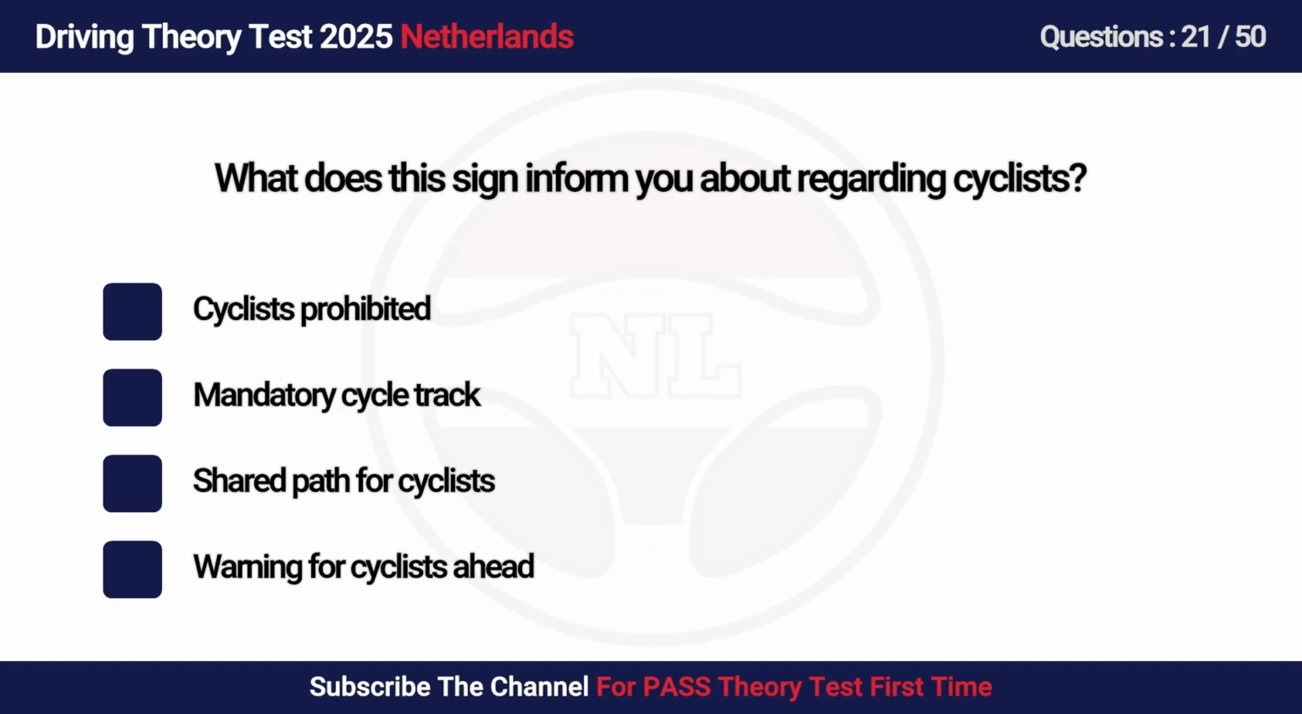A. Cyclists prohibited. B. Mandatory cycle track. C. Shared path for cyclists. D. Warning for cyclists ahead.